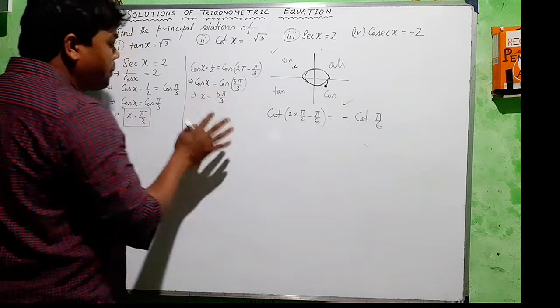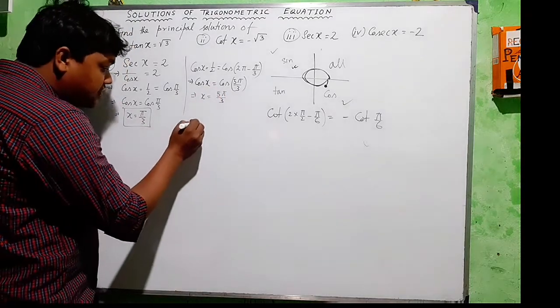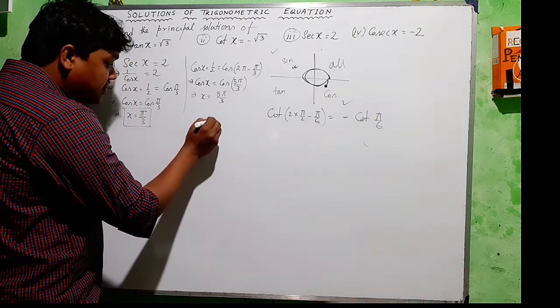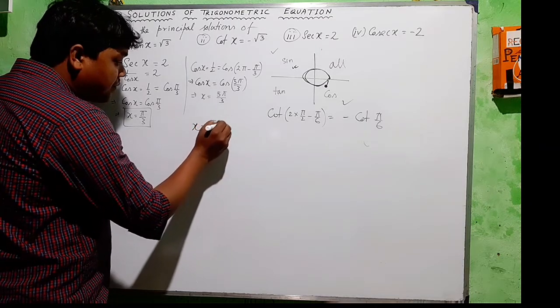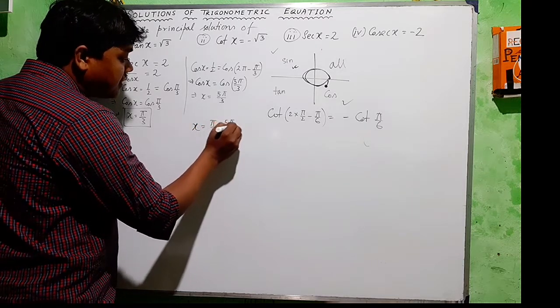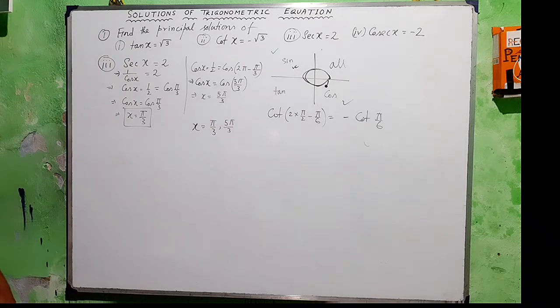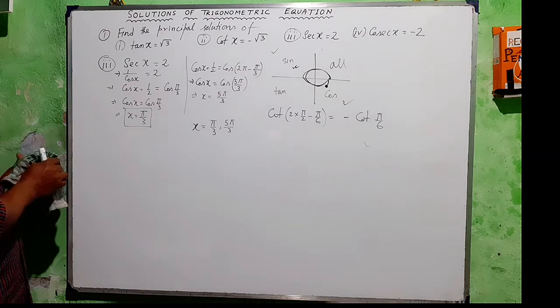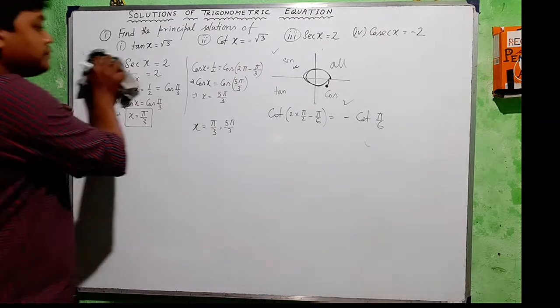So we get two principal solutions. The principal solutions are x equals pi by 3 and 5 pi by 3. I think it is clear to you. Three types of problems I have solved. Okay, next problem number 4.